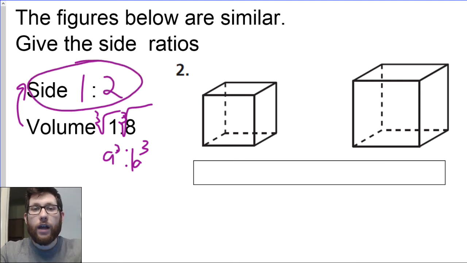So if you're going from side down to area or volume, you're going to square it or cube it. If you're working the opposite direction, you need to take the square root or the cube root. This wraps up the lesson on similar 3D figures. You can go ahead and try some of the problems now.